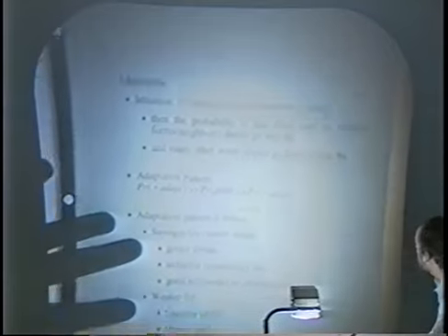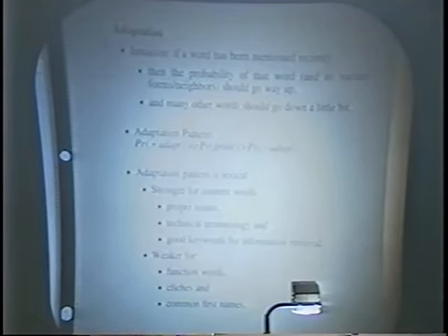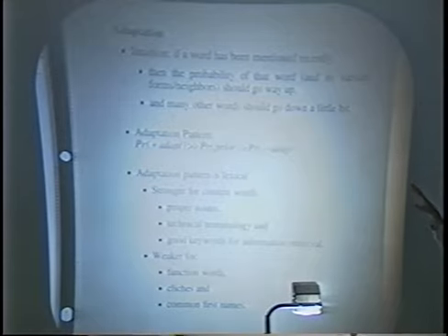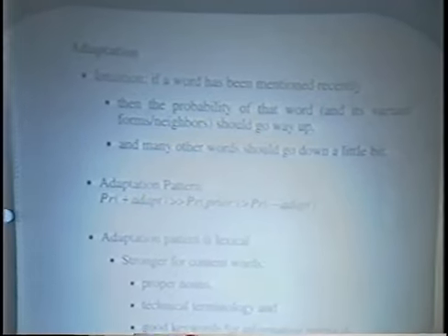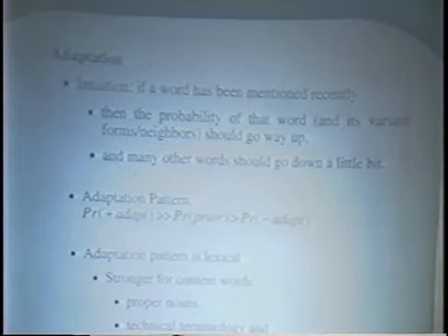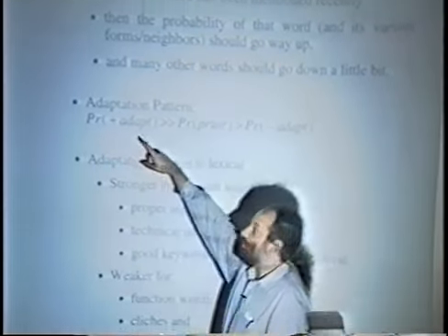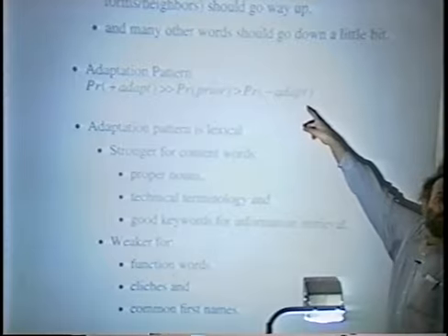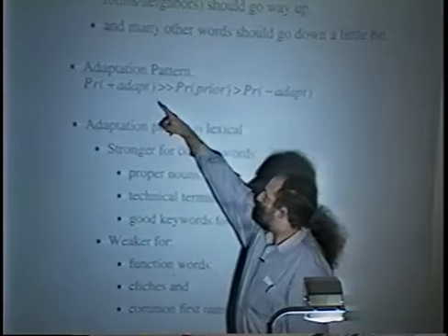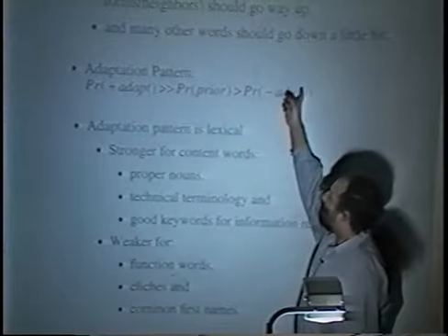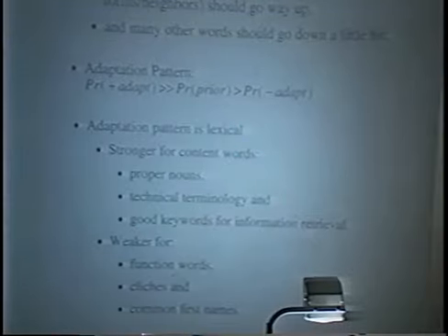The intuition here is that if a word like Noriega has been mentioned recently, then the probability of that word and its variant forms or neighbors, let me be a little fuzzy about what I mean by that, should go way up. And many other words should go down a little bit in order to compensate. I'm going to refer to the first clause as positive adaptation and the second clause as negative adaptation. I expect that positive adaptation is much bigger than the prior, and that the prior is just a little bit bigger than negative adaptation in general.